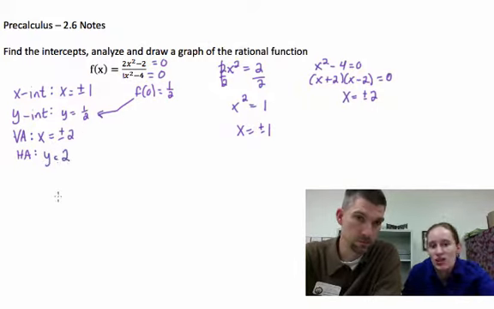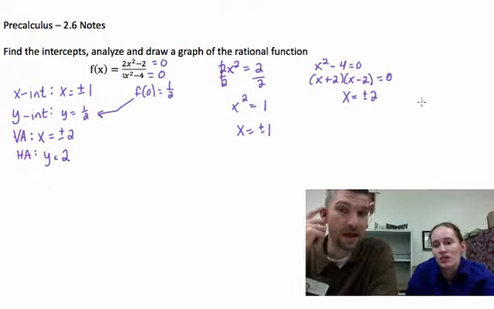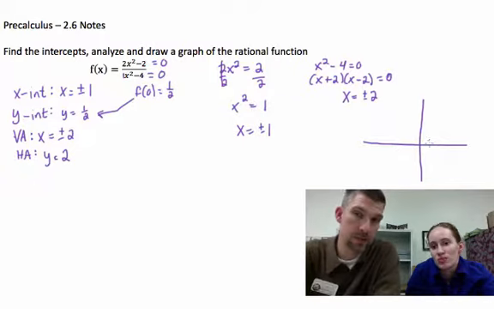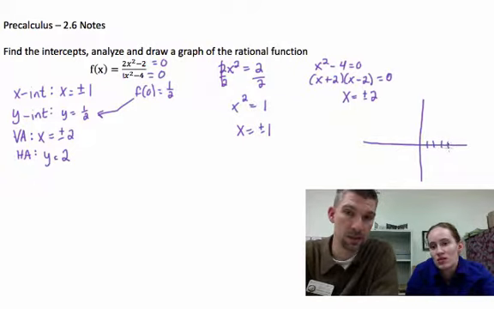Now I think we should have a pretty good idea of what this looks like. I feel pretty good at this point in time. Pretty good.